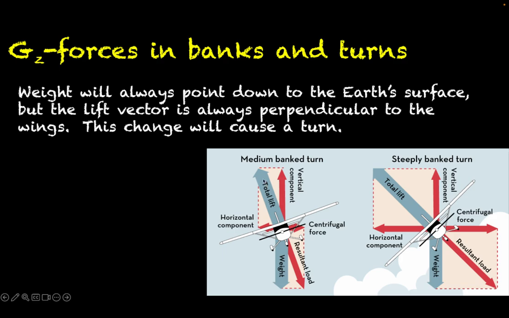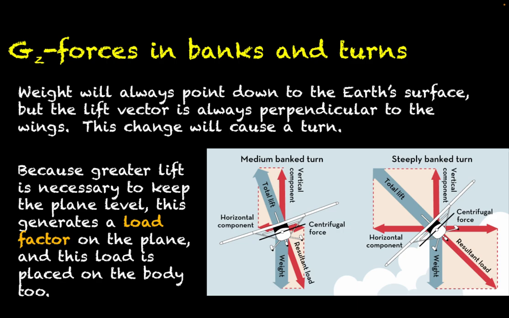And now suddenly the lift vector is not going to perfectly balance the weight vector unless you start pulling back on the airplane's yoke, okay? The issue here is that if you start banking and you don't pull back on the yoke, you're going to start losing altitude. That's because you're generating less lift, and that lift is no longer sufficient to counterbalance the airplane's weight. So, in order to maintain level flight, you have to pull back on the yoke to generate more lift.